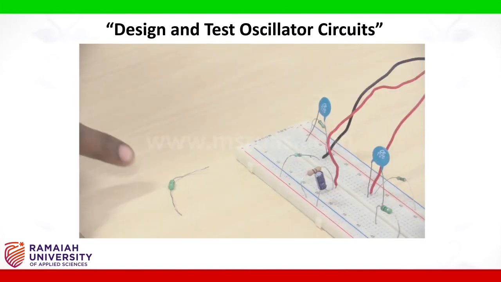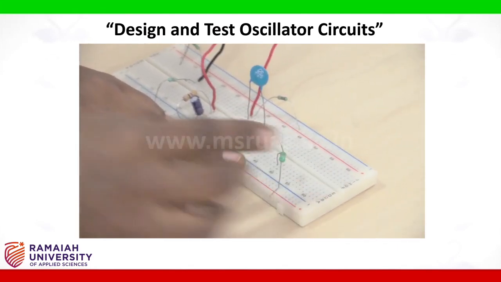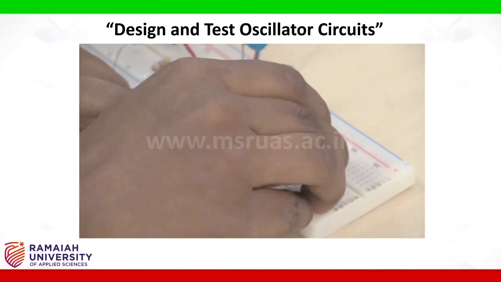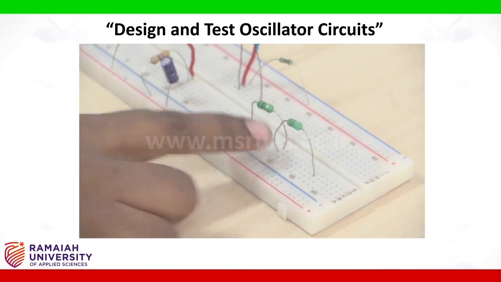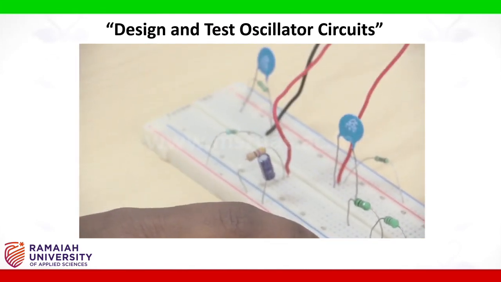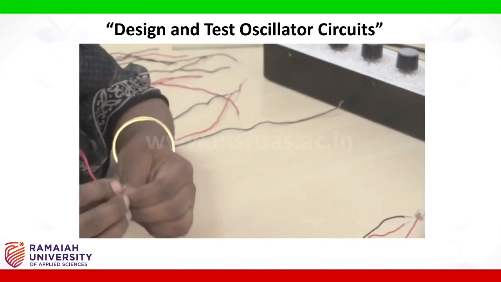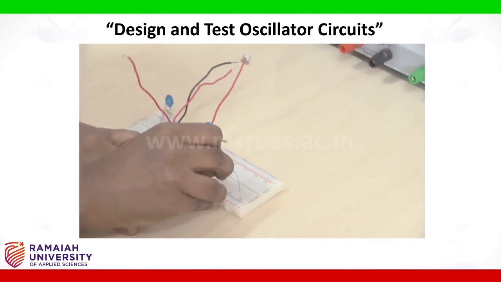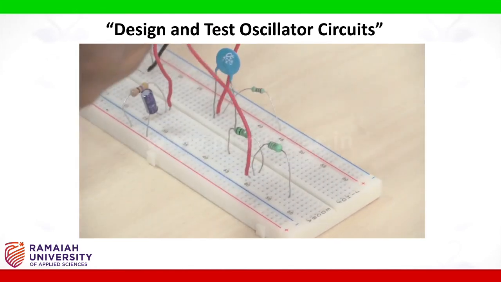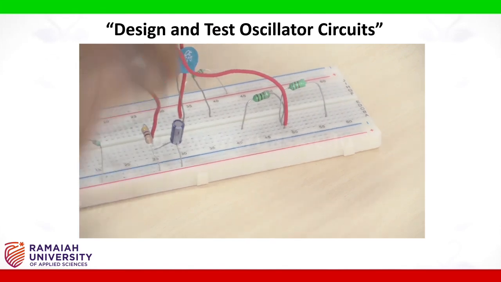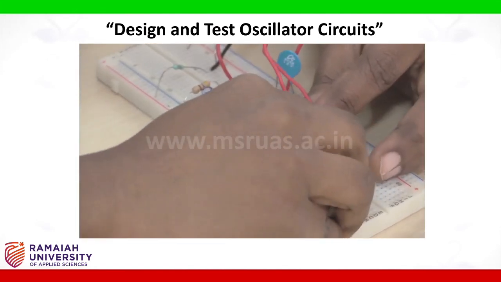Now take the 2.2 millihenry inductor, connect from the 1 millihenry inductor to a nearby node. Now take a connecting wire and connect the junction of the two inductors to ground. So junction of the two inductors to ground.